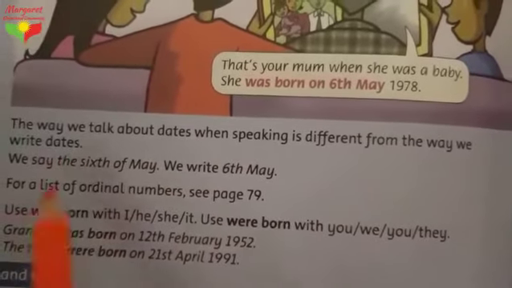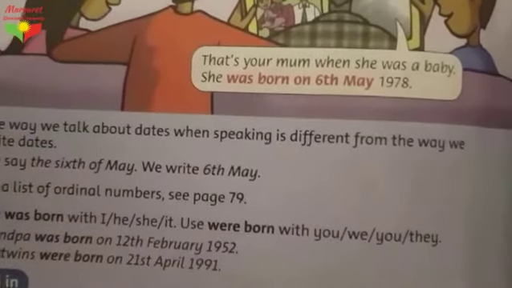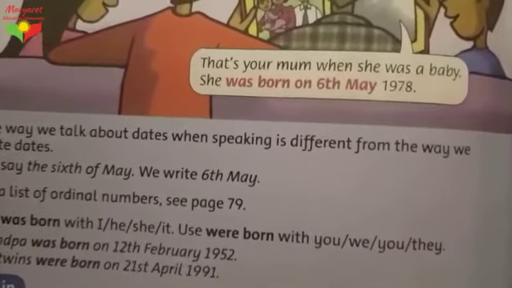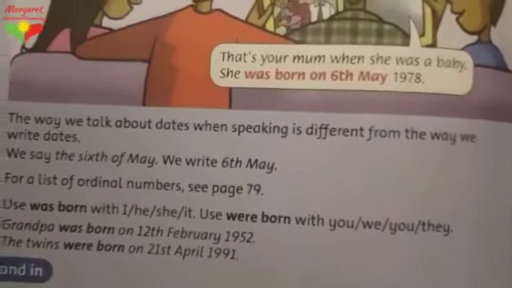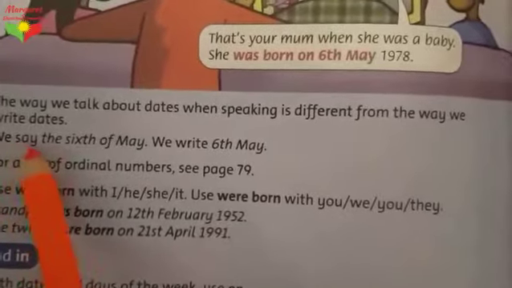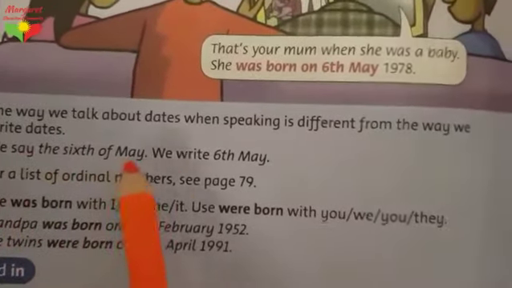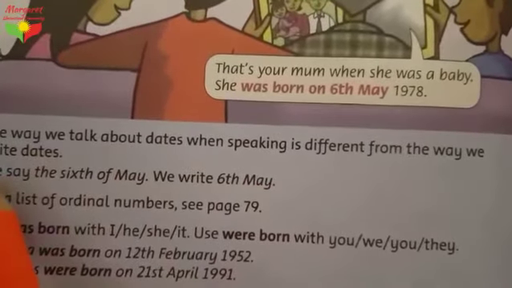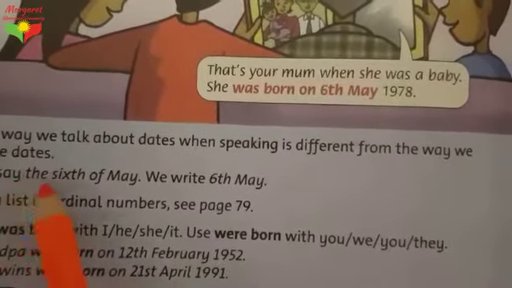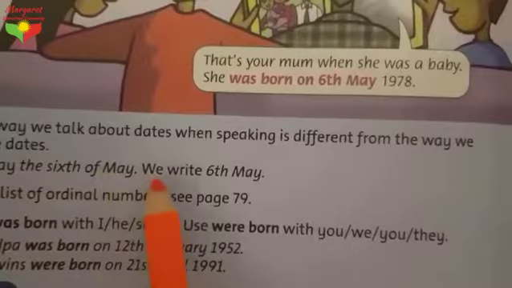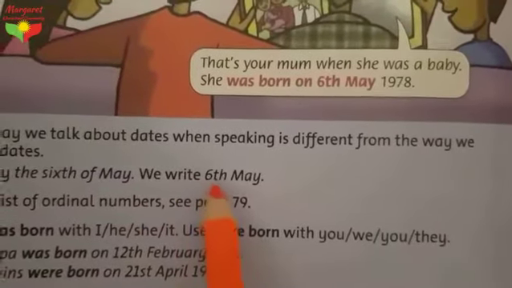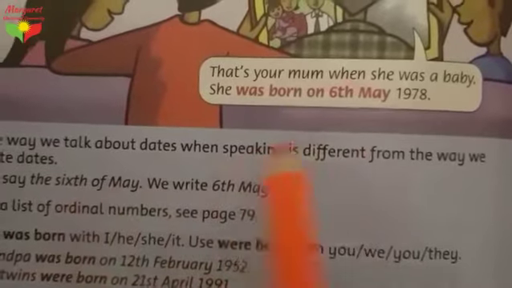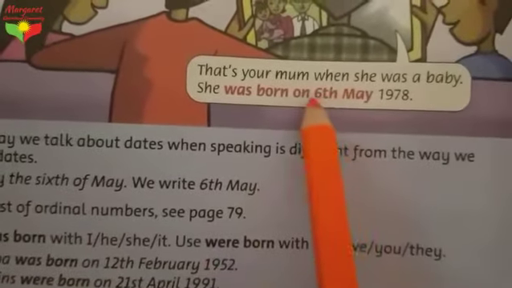The way we talk about dates when speaking is different from the way we write dates. How? We say the 6th of May, we write 6 May. We say the 6th of May, we write 6 May.